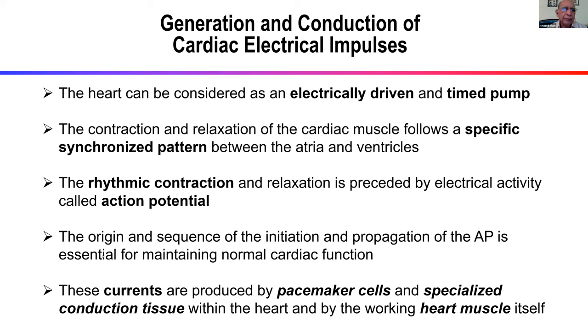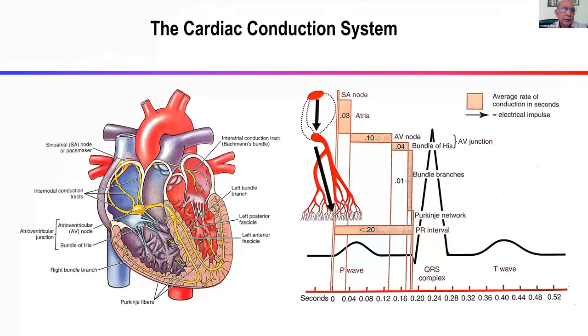And if you look at the figure on the left side, you can see the conduction network in the heart, starting from the SA node, AV node, different internodal tracts, and different bundles. So these are the speeds at which the impulse travels. Look, the sinus node generates the rhythm, but in the atria the speed is slower, and at the AV node it takes a longer time. In the bundle branch, it takes a slightly longer time, but when it goes into the ventricular contraction, it takes minimum time.